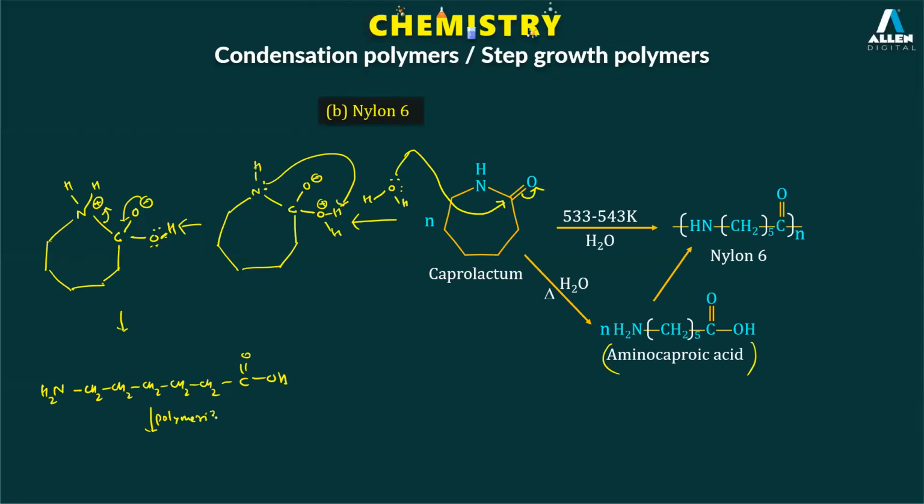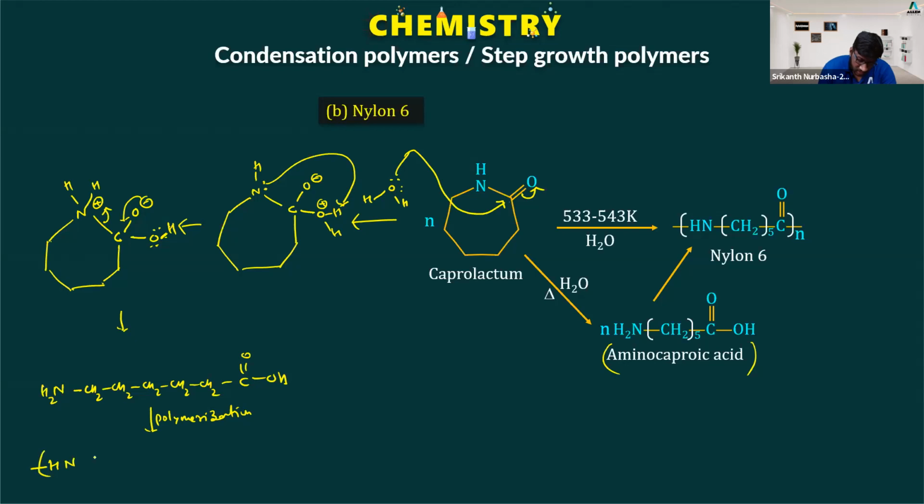CO bond. And in the amine, which bond is going to be cleaved? NH bond. So the NH linkage is there. CH2 taken 5 times, C double bond O, and the CO bond is cleaved. So this is going to be repeated n times. That is nothing but your nylon 6.